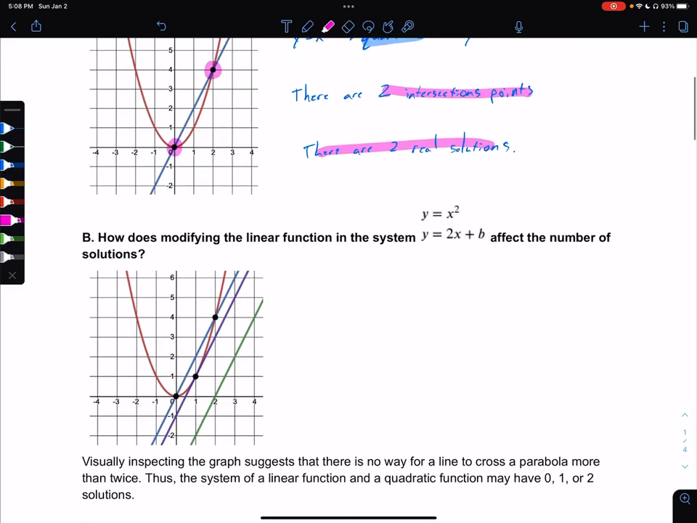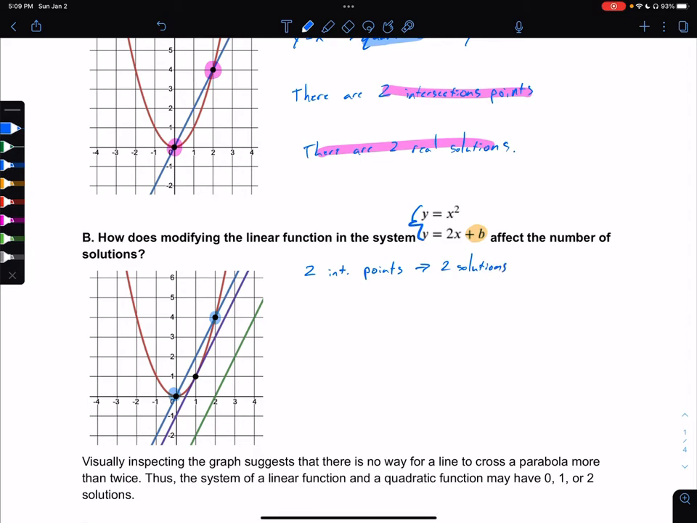Let's go to part B. How does modifying the linear function in the system, so same system we have, but this time they're going to be changing our y-intercept, affect the number of solutions? So going to our quadratic in red, if we look at our blue one, which we just did, that line, we had 2 intersection points, and that told us that there were 2 solutions.